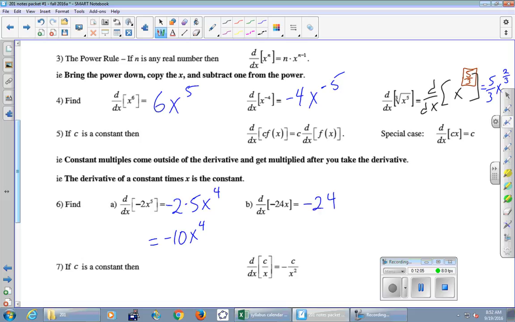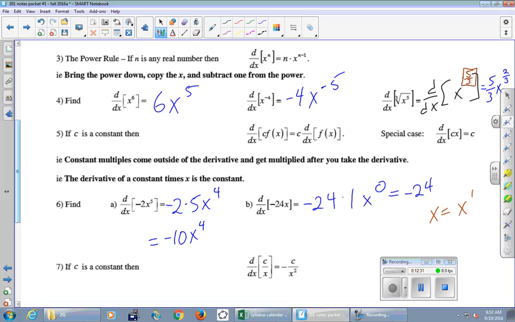I'm going to copy my negative 24. It's going to multiply by the derivative of the function, the derivative of x. Now x, hey, that's a power rule kind of thing, right? x is just x to the 1st. So what comes down? 1. Copy the x, subtract 1, and we get 0. But x to the 0 is 1, and so I've got a lot of things multiplied by 1 here, and what's the final answer? Negative 24.